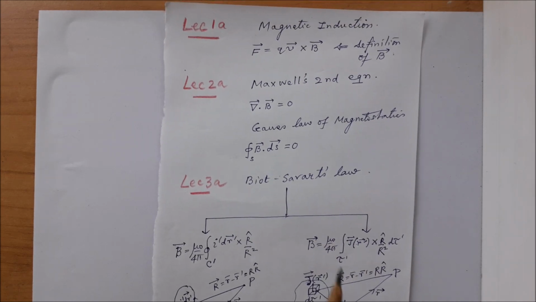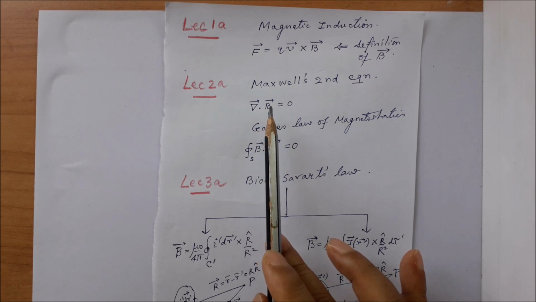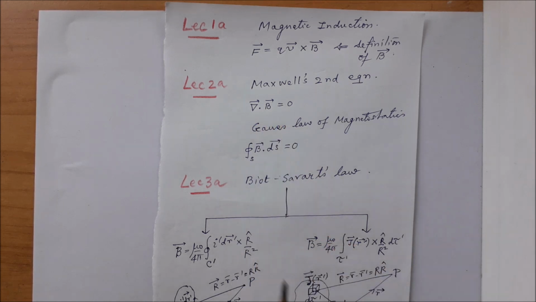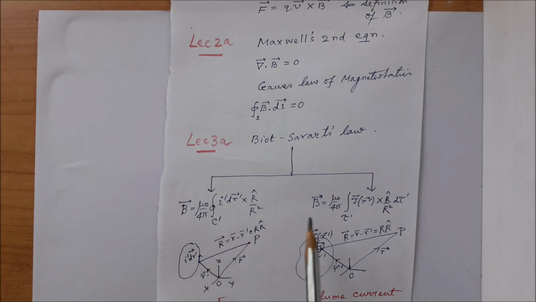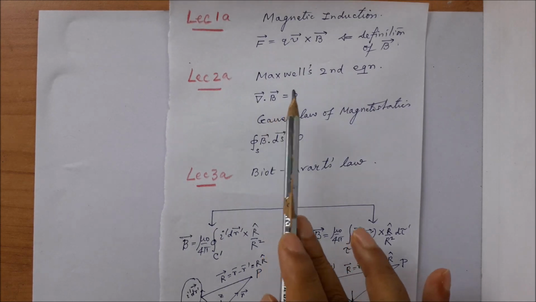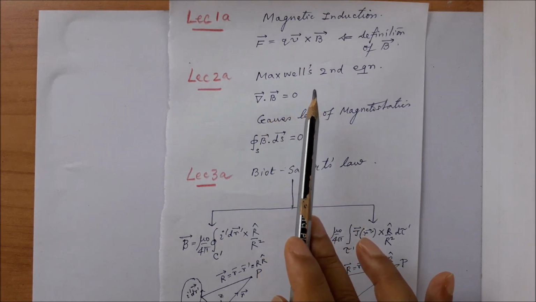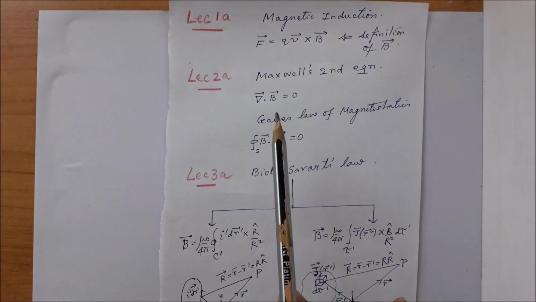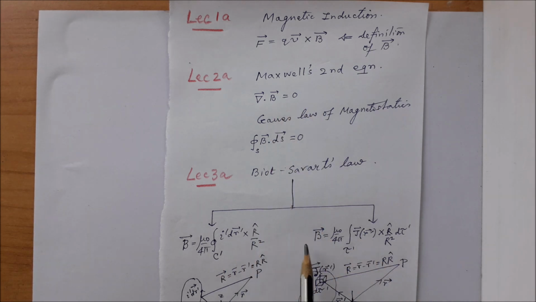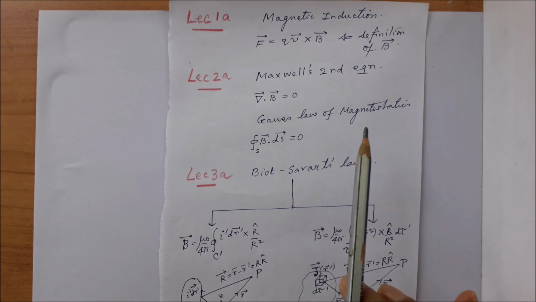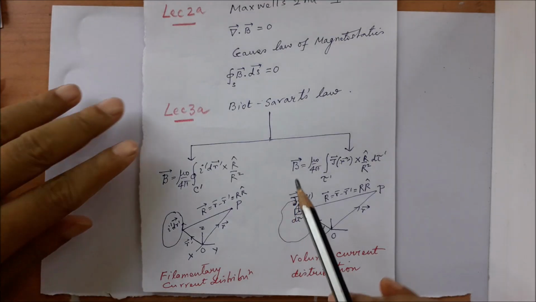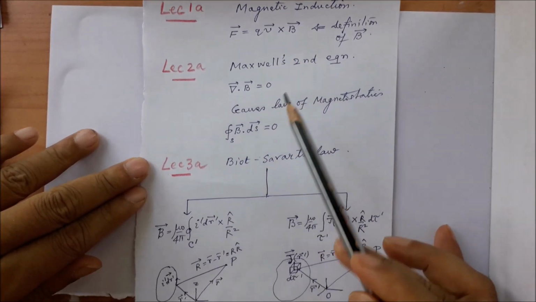B here in Maxwell's second equation is solenoidal, and Biot-Savart's law specifies the form of B explicitly. Now this B predicted by Biot-Savart's law cannot be arbitrary, but has to satisfy Maxwell's second equation. That is, this B has to be solenoidal. It has to satisfy Gauss' law of magnetostatics. We wish to verify whether these laws are consistent.